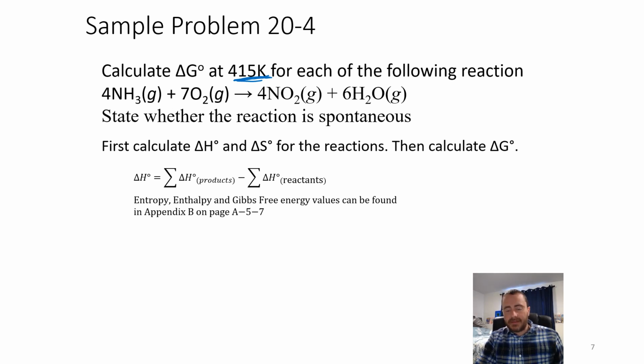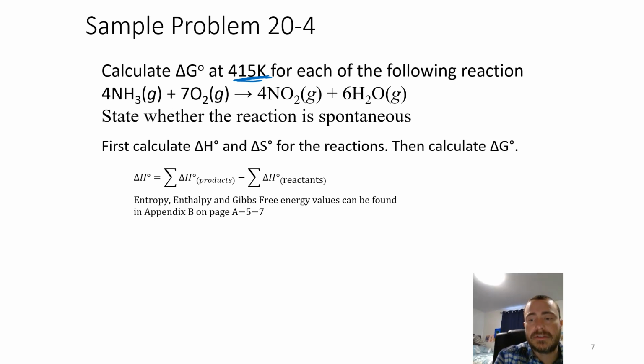Entropy, enthalpy, and Gibbs free energies can be found in Appendix B, on pages 5 through 7. If I wanted to do the enthalpy change, I could do products minus reactants. So I have 4 moles of nitrogen dioxide times whatever the nitrogen dioxide enthalpy is, plus 6 moles of water times its enthalpy. That's just the stuff that we've done in Chem 1. I'm hoping that we understand it. If you're struggling with those, let me know over office hours or something like that, and I will work through them with you.